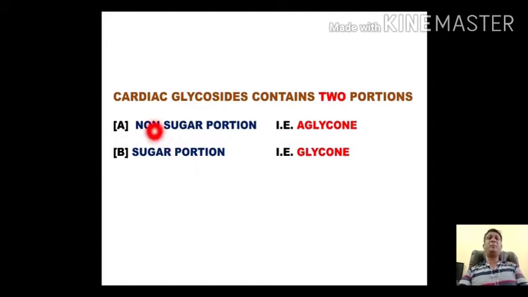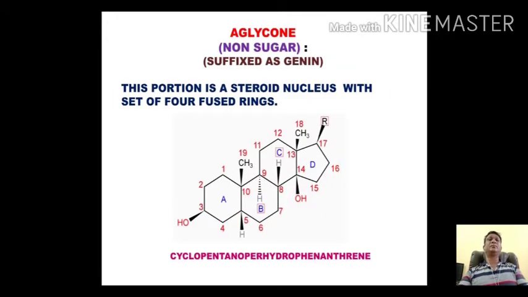The main important point is that the cardiac glycoside contains two major portions. The first portion is called the non-sugar portion, which is also called aglycone, and the second is the sugar portion, which is called the glycone portion. Now let's move on to the aglycone portion, which is also called the non-sugar portion.